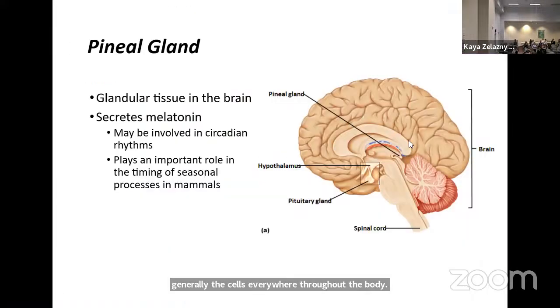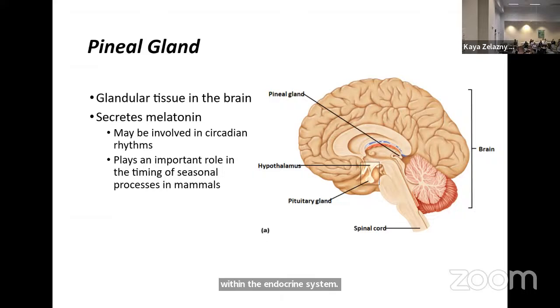All right. We're going to step through some of our glands. We're going to go head to toe as we walk through our primary endocrine organs before we focus in on a couple topics within the endocrine system.